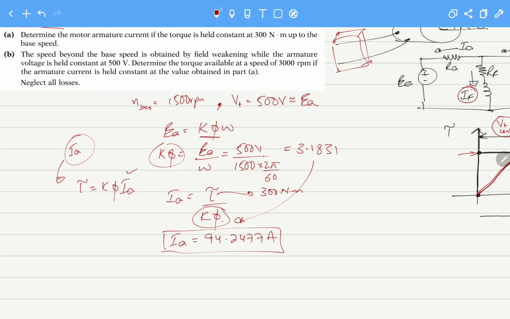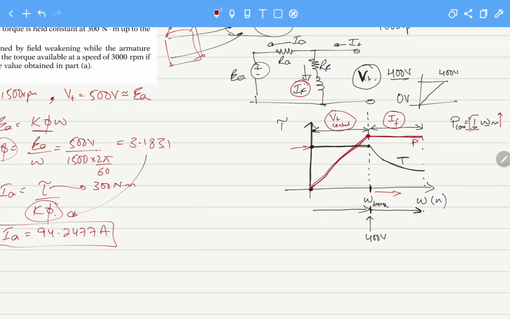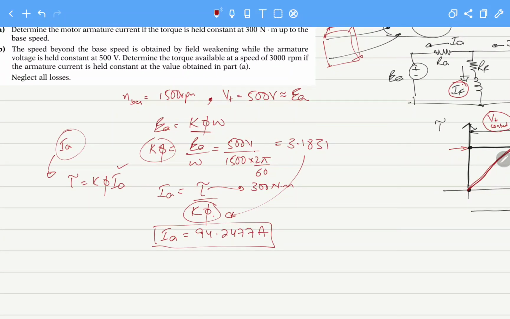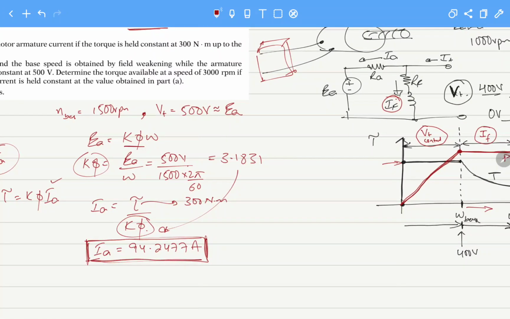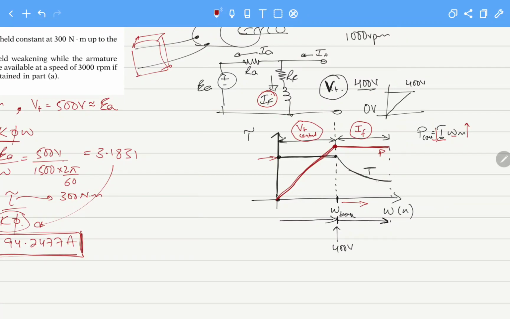While the armature voltage is held constant, now the voltage is at 500 volts and we are going beyond our base speed, that is, we are into field current control mode. Determine the torque available at the speed of 3000 rpm. Now if the armature current is held constant at this value, we are not changing V terminal, we are not changing the armature current, that is 94.247. So what is changing is actually the torque. The power will remain the same, but the torque will gradually change.